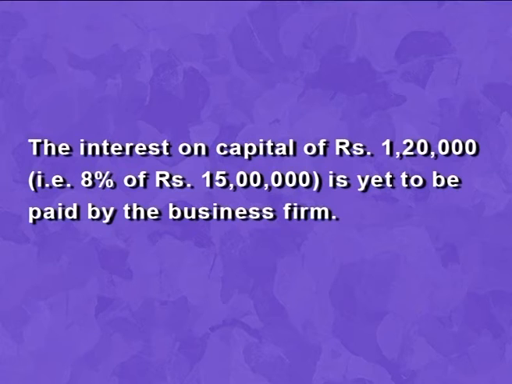If you closely observe this adjustment, you will understand that this adjustment is similar to that of an outstanding expense. As we discussed, as this interest is to be paid by the business firm to businessman, for the firm it is an expense. As this expense is not yet paid, it is more or less an outstanding expense. If you logically relate this information, you will understand that the interest on capital of rupees 1,20,000, that is 8% of 15 lakh rupees of capital, is yet to be paid by the business firm.